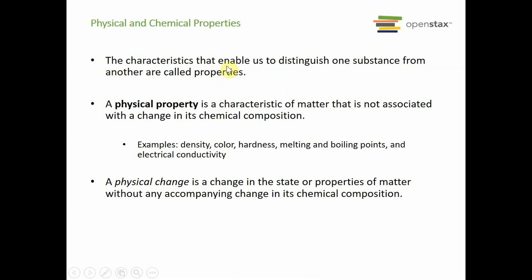The characteristics that enable us to distinguish one substance from another are called properties. A physical property is a characteristic of matter that is not associated with a change in its chemical composition. For example, density, color, hardness, melting and boiling points, and electrical conductivity. A physical change is a change in the state or properties of matter without any accompanying change in its chemical composition.